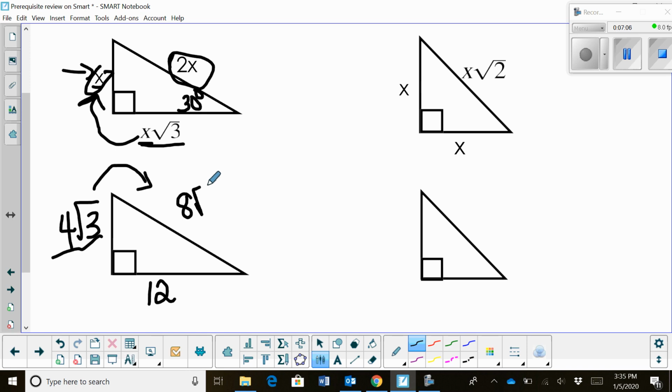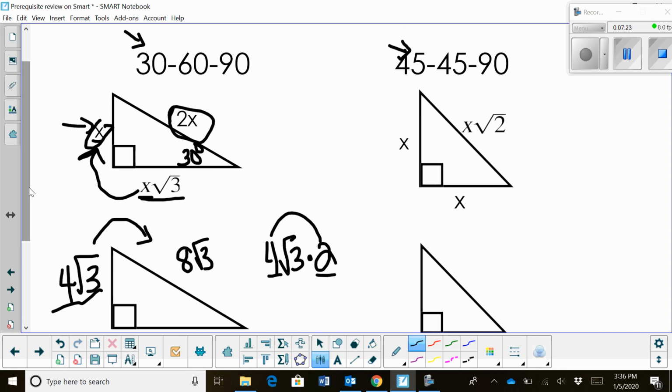And just to review radicals, let's talk about that. 4 times the square root of 3 times 2. Remember that we have outside times outside, or 4 times 2 is 8. And that's how you'd solve that one.